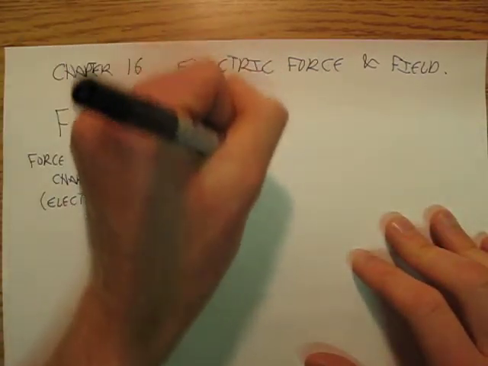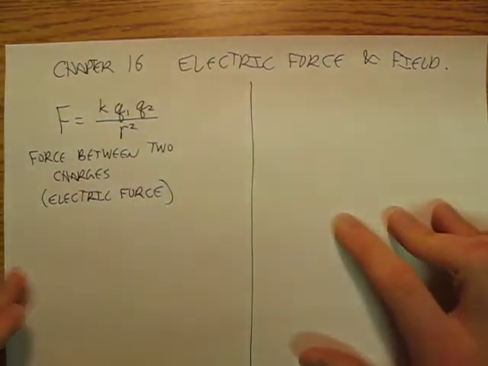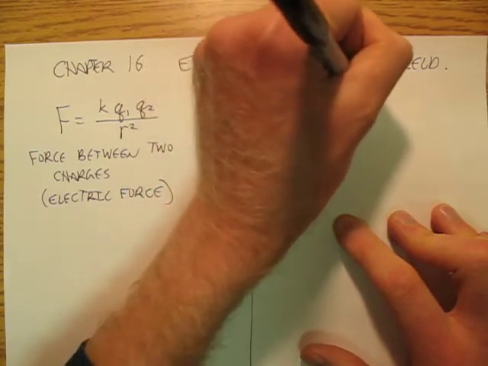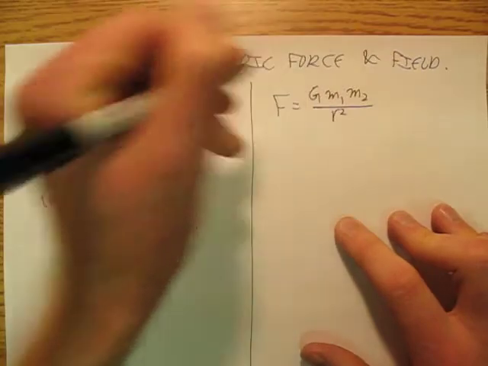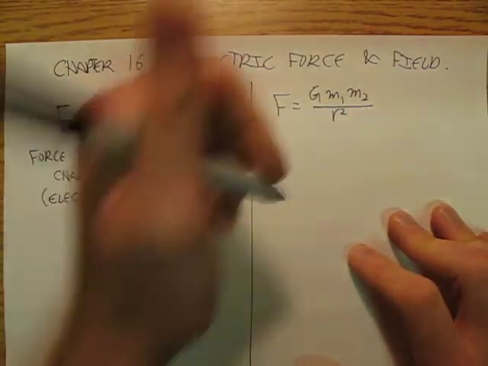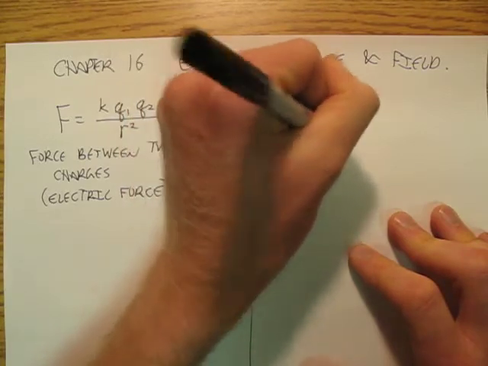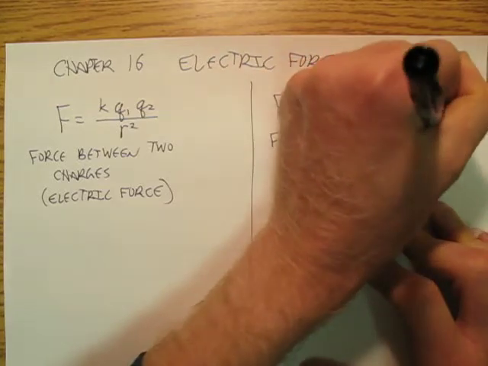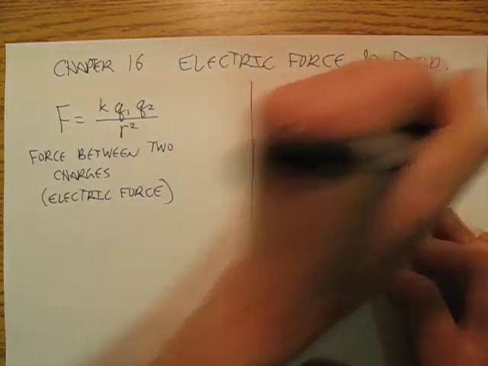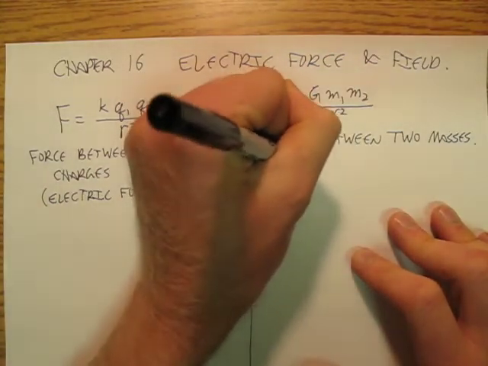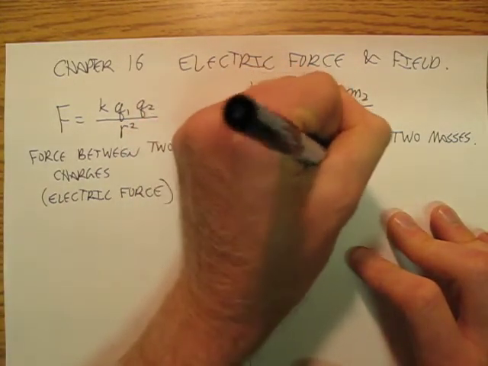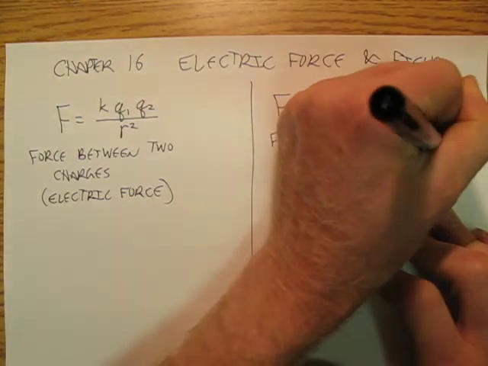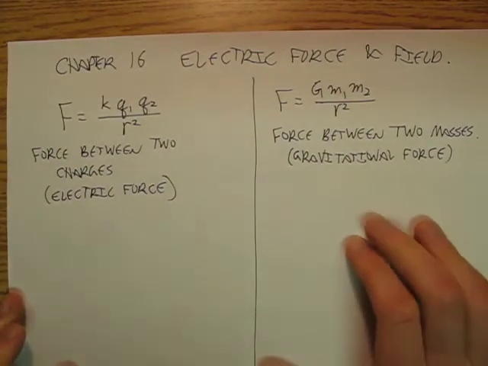Now that's going to look very, very similar to an equation we encountered earlier. That, which we did before, was the force between two masses, and so it was the gravitational. So let's look at the two side by side.